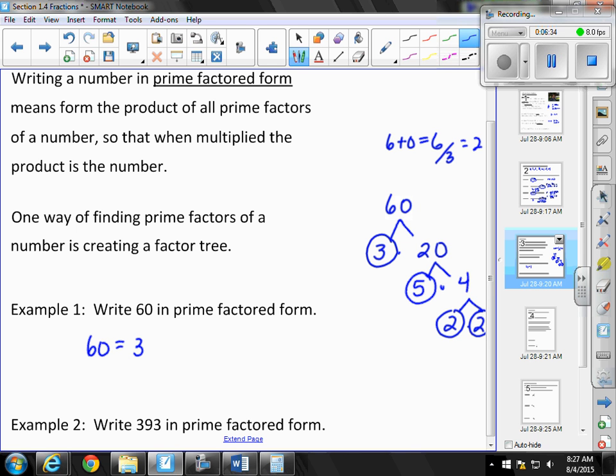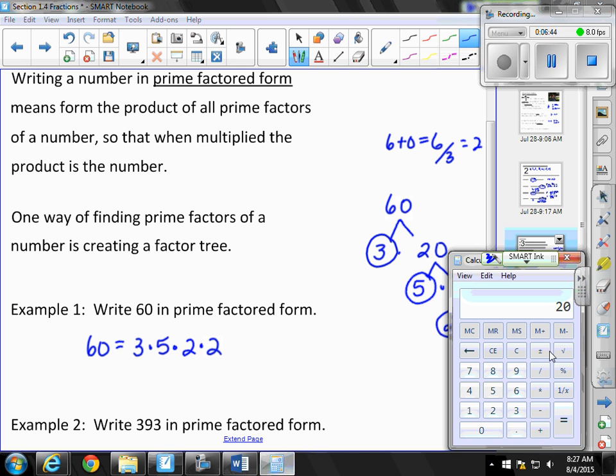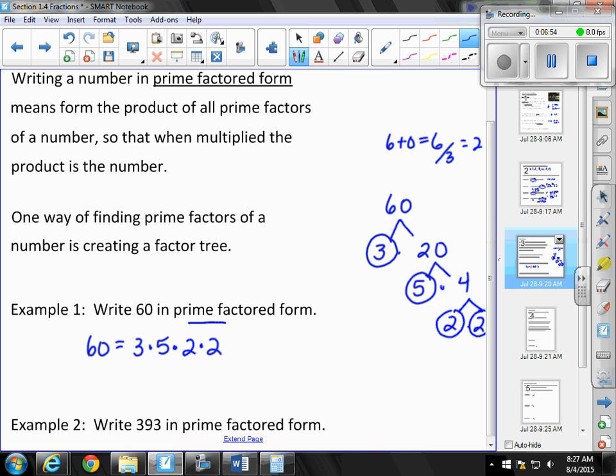60 is 3 times 5 times 2 times 2. We don't have to write them in order, but sometimes it's nice to. And you can always check by multiplying out 3 times 5 times 2 times 2. I get 60. So that is written in prime factored form.